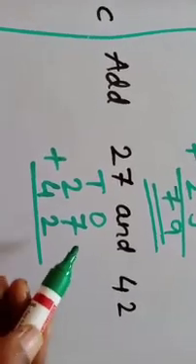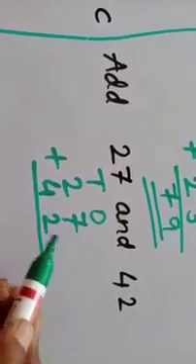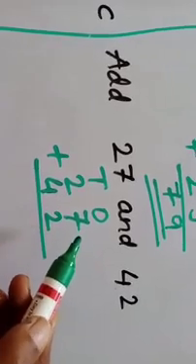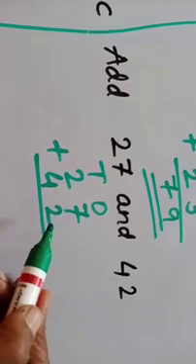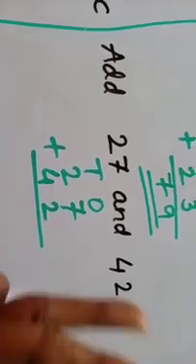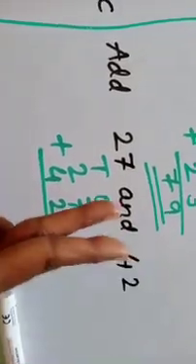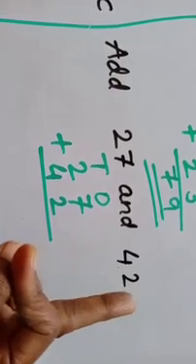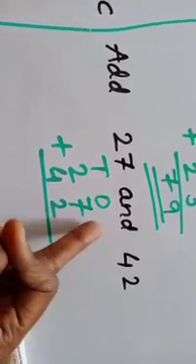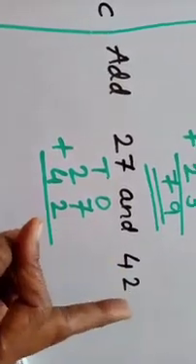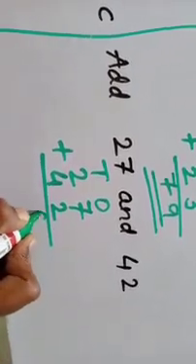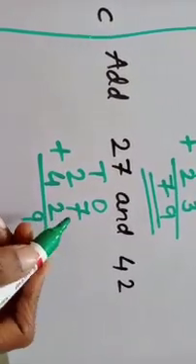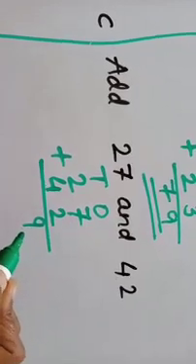Okay. So which is the big number, children, here? 7. So 7 should be in the mind. And the small number is 2. That should be in the hand. Right? So 7 after 8, 9. Write the number below this. Okay. So 7 plus 2 is equal to 9.